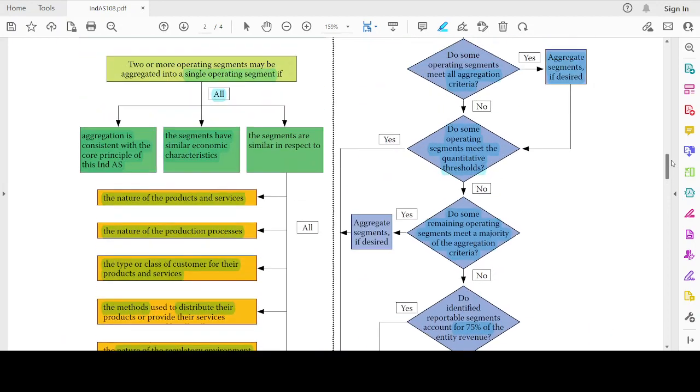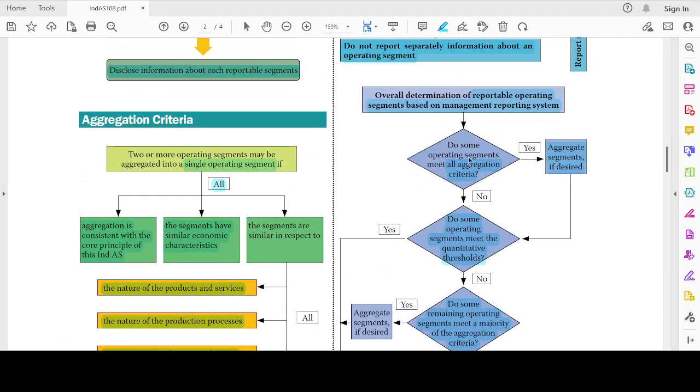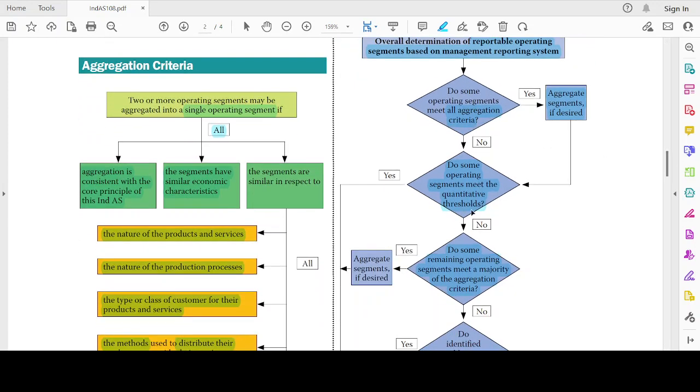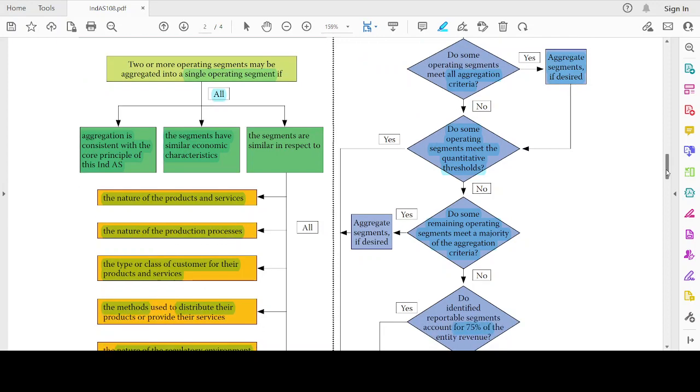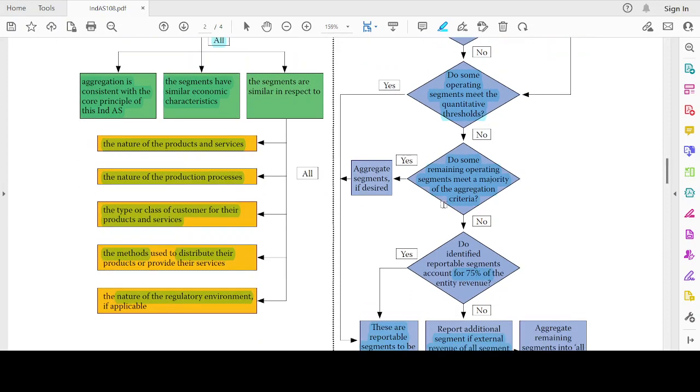Okay, let's repeat it once again. Do some operating segments meet all aggregation criteria? If yes, go with aggregation and check whether it meets the quantitative threshold. If it is yes, then report it. Okay. If the threshold criteria is also not met, then you check whether it meets the majority of the aggregation criteria. Then you can aggregate and report it.